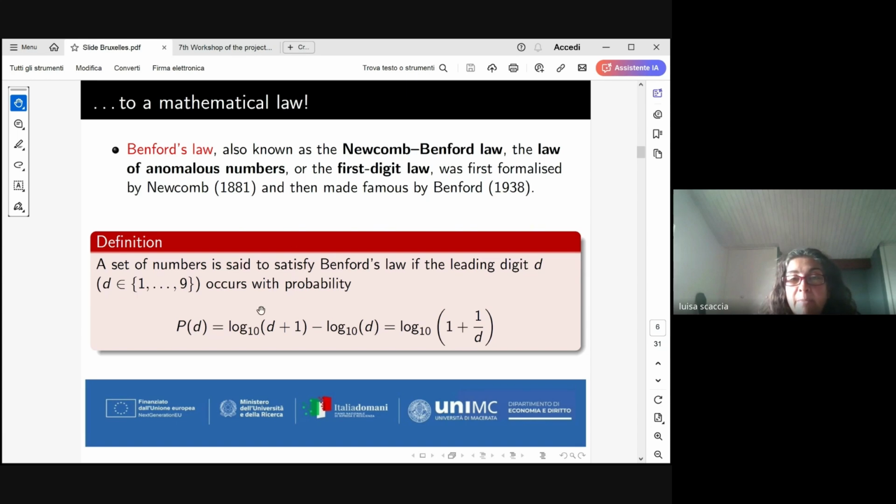And from a probabilistic point of view, it states that the probability of observing a certain digit D, where D is within 1 to 9, as the first leading digit is given by the logarithm base 10 of D plus 1 minus the logarithm base 10 of D, or in other words, the logarithm in base 10 of 1 plus 1 over D. So for example, if we take D equal to 1, here we have the logarithm of 2, which is around 30%.